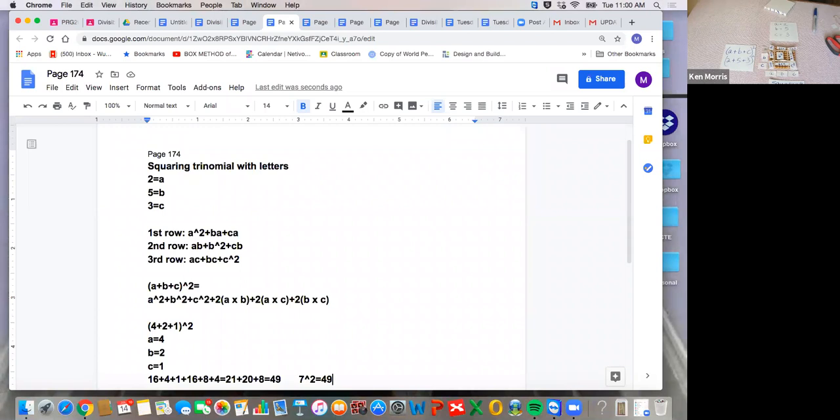Again, they're going to run into this formula in the second half of algebra when they start squaring trinomials algebraically, and certainly when they start factoring. So all this work really sets them up for that. Any questions on what I've done?